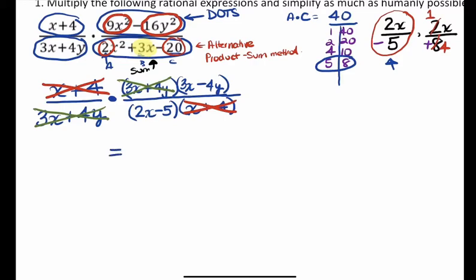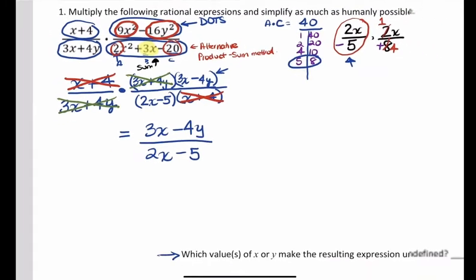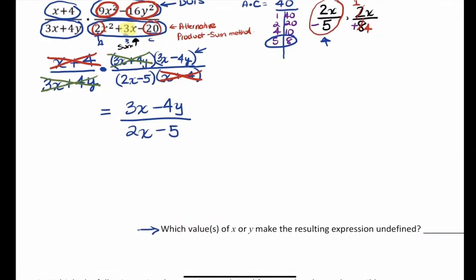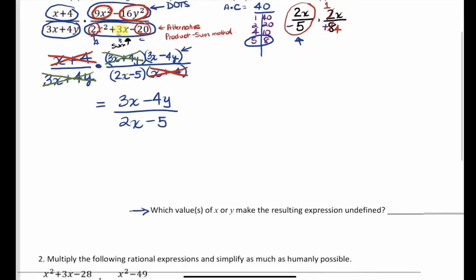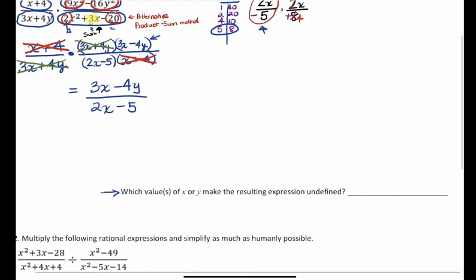So all that's left on the top is that 3x minus 4y. And all that's left on the bottom is 2x minus 5. We factored this out as much as humanly possible. That's what the directions say. So we got 3x minus 4y over 2x minus 5. Now that will help us answer the next question, which is: which values of x or y will make the resulting expression undefined?